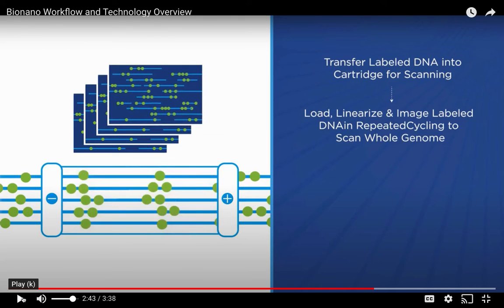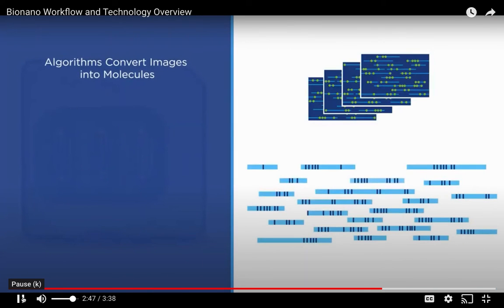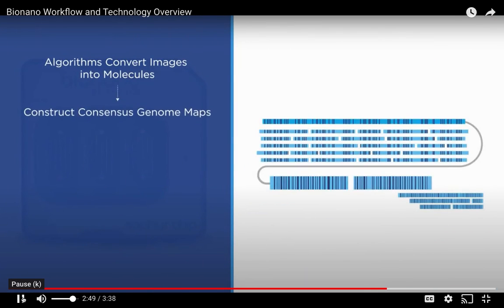So notice that instead of assembling a sequence, in this case, they're assembling a progression or a map of these fluorescent markers. So it's a different method, but it's the same conceptual idea of assembly. Algorithms extract molecules from the images, and then Bionano algorithms construct consensus genome maps.